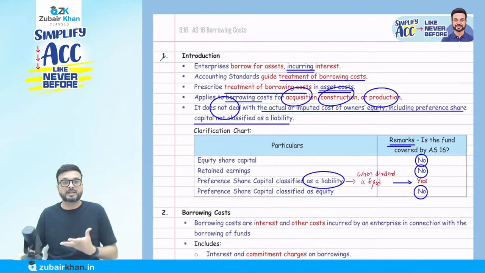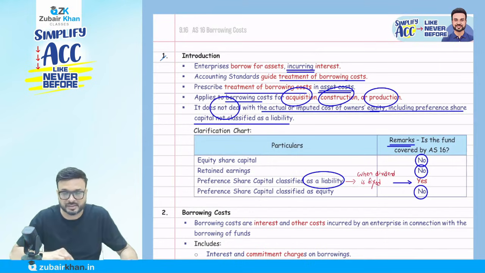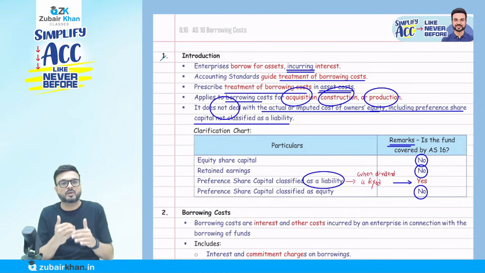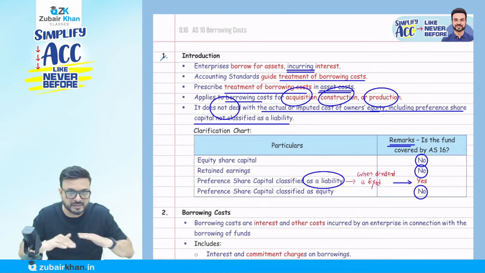In general, equity and all that are not a part of this accounting standard. Only when the preference share is classified as a liability, with a fixed dividend that we have to pay, then it is going to be covered by AS 16, otherwise no.